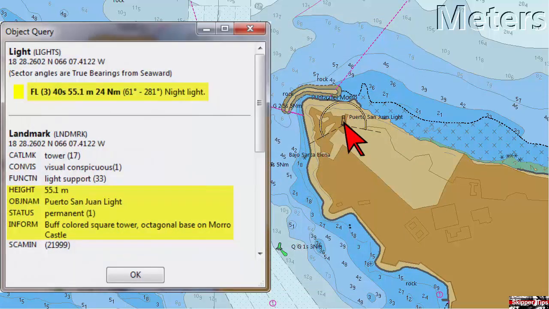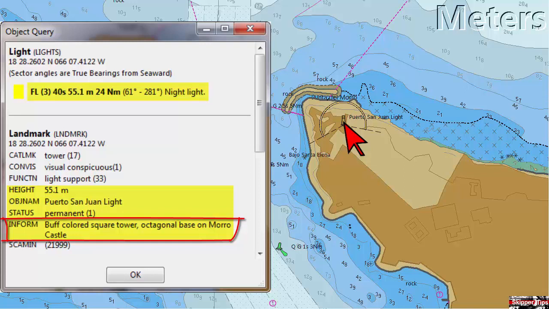This light shows a group of 3 flashes every 40 seconds, stands 55 meters above sea level, and will be visible for 24 nautical miles on a clear night. The light sector shows an arc of 220 degrees. By day, you can identify the structure as a buff-colored square tower on an octagonal base located on Morro Castle.